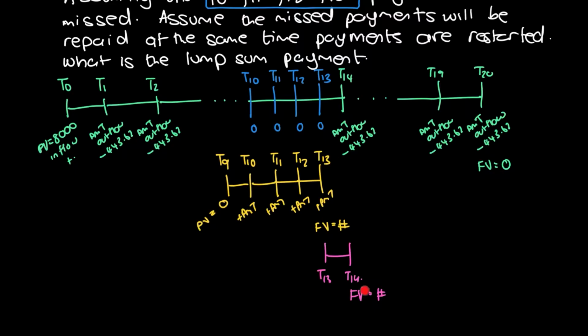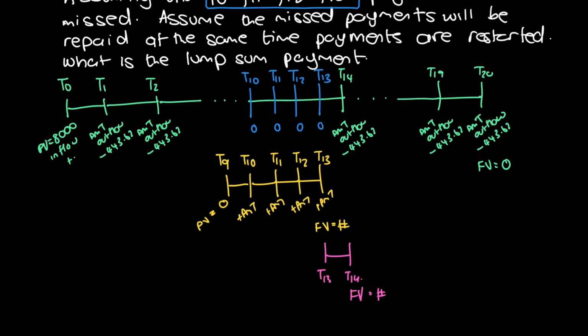And that's at T13 to the T14 because we're going to pay it off at T14. So we're going to find the future value over there. So that's what we're going to do. So we're going to have to find the future value in the yellow and then put it into part 2, where we're going to use from T13 to T14 to find that future value. And that's what we're going to pay off as a lump sum for those missed payment amounts.